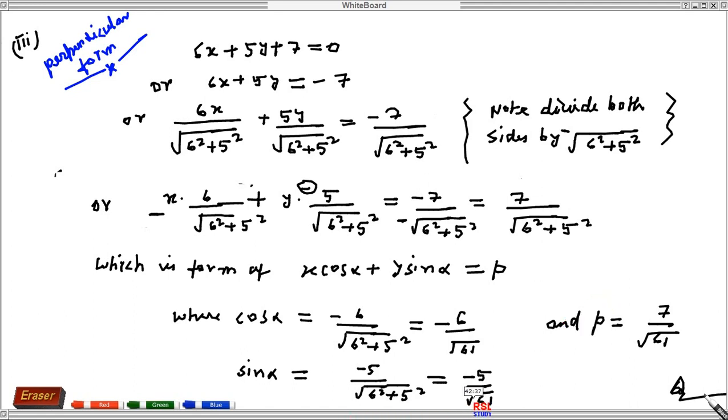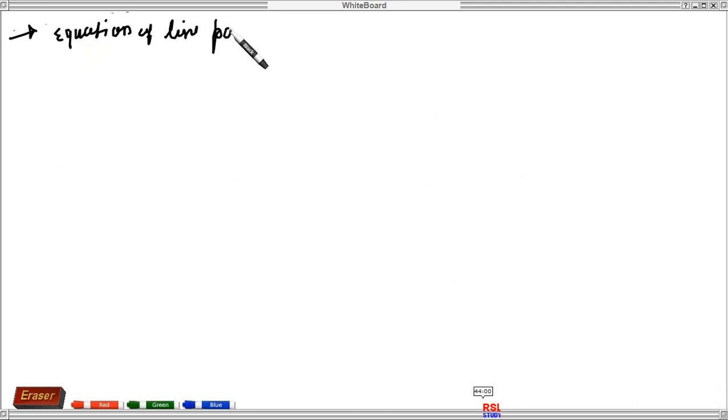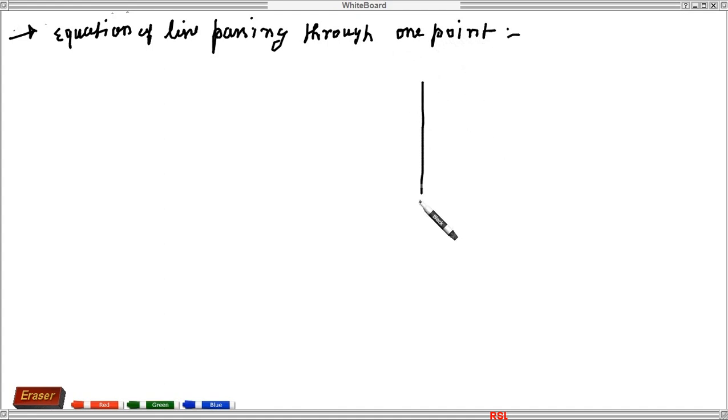Now we'll see another concept, that is the equation of a line passing through one point. Suppose that this is the x axis and y axis. This is the origin O.